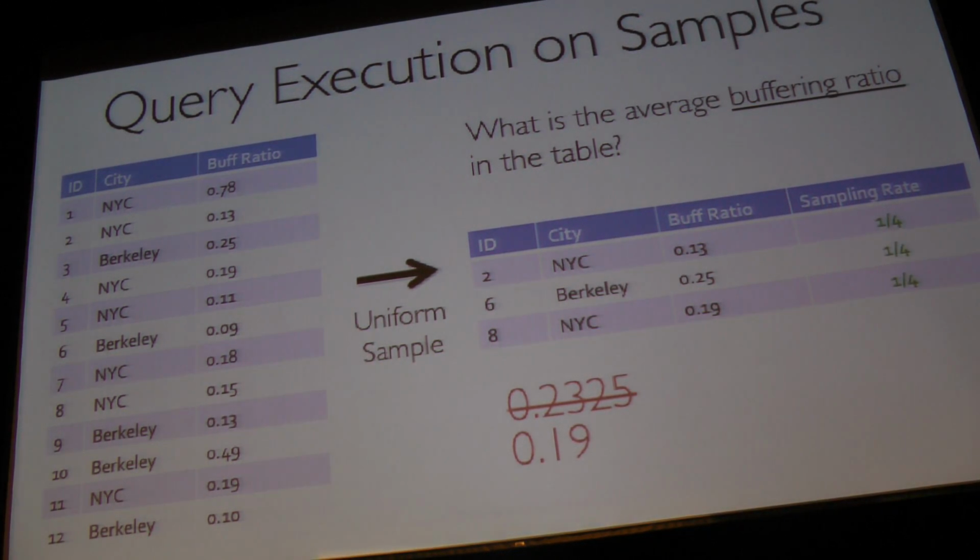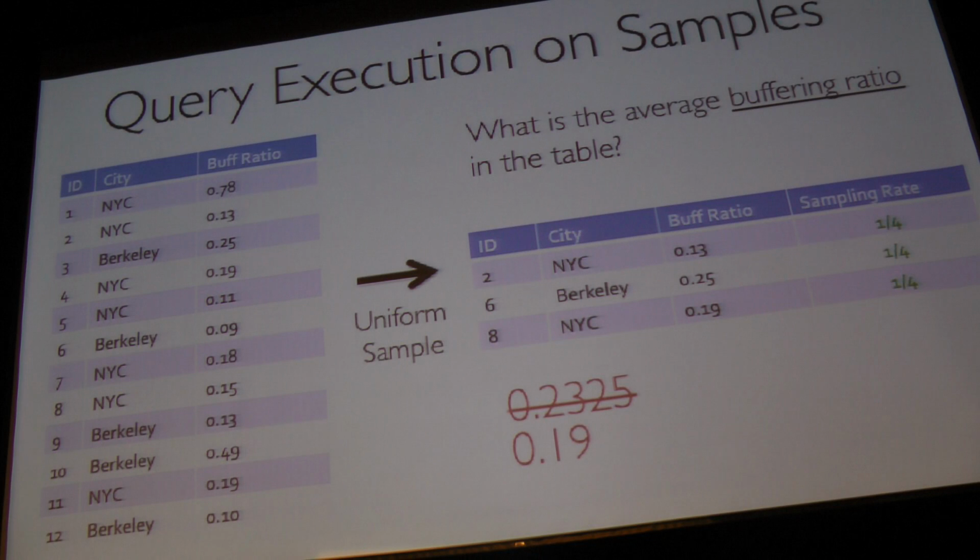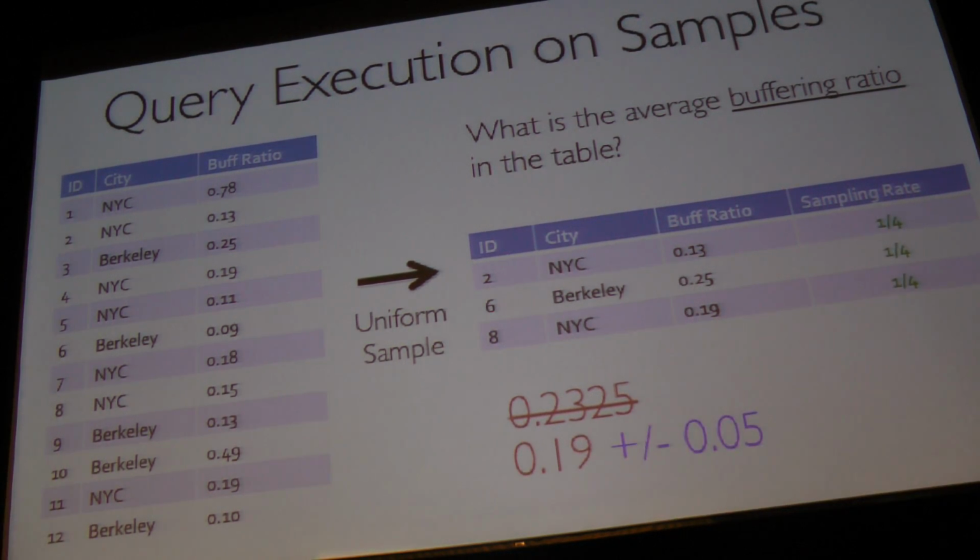Now this answer in itself is not good enough because it does not tell us how far this approximate answer is from the original answer. So for this answer to be useful, we actually have to associate some error bounds to this query, which is to say that, okay, I know with a certain confidence that my true answer lies within 0.19 plus minus 0.05.